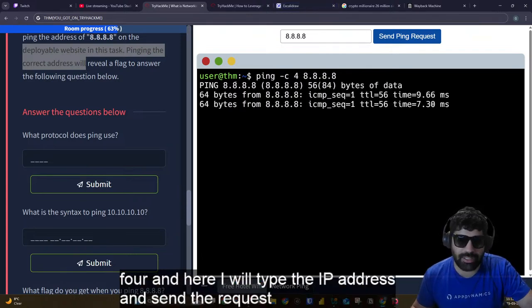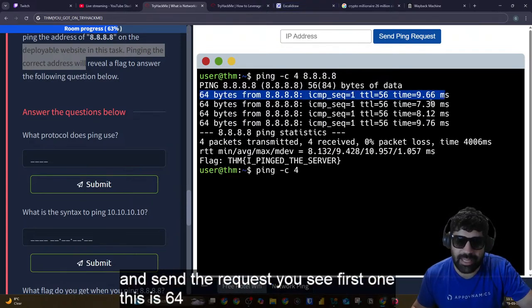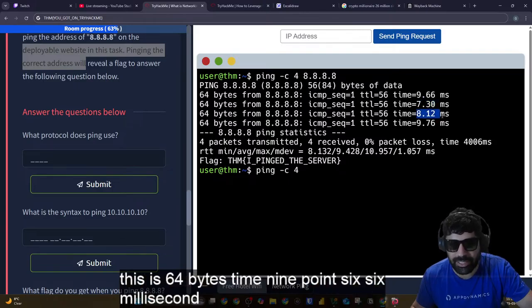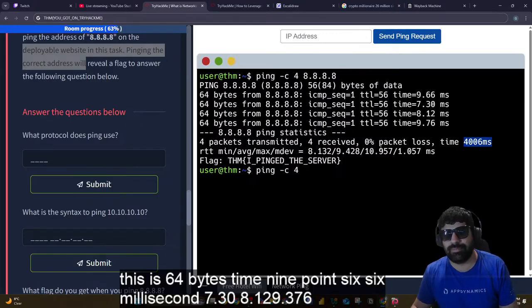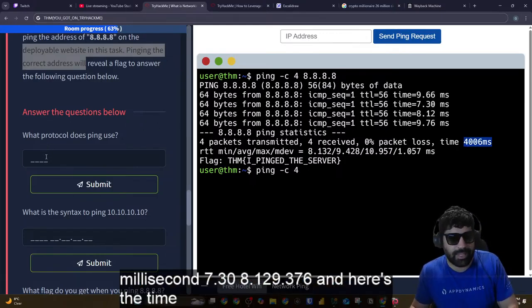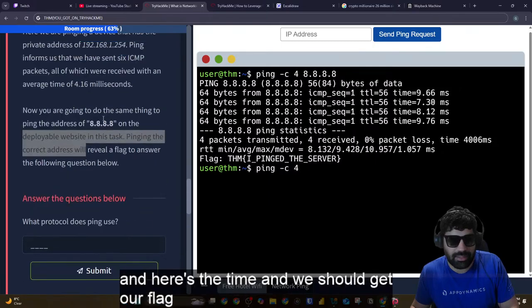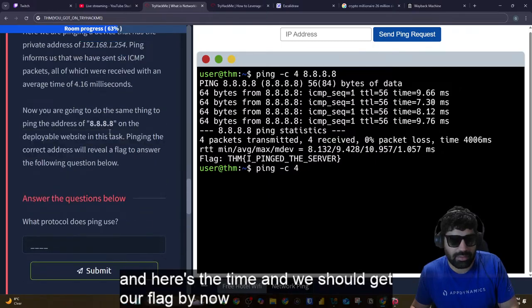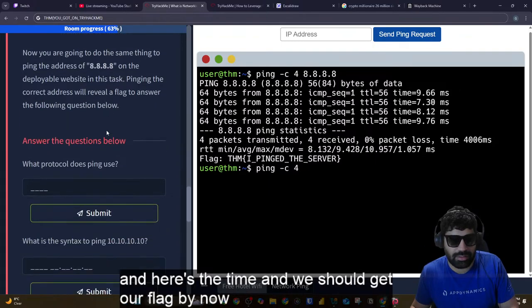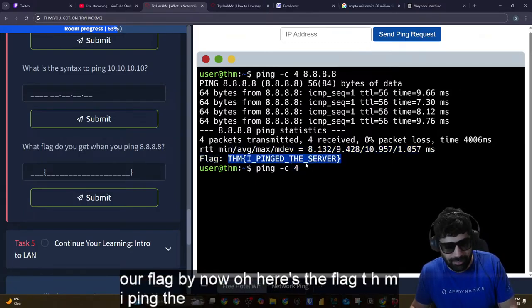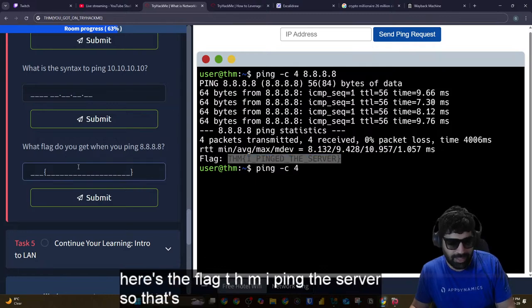You see, the first one is 64 bytes, time 9.66 milliseconds, 7.30, 8.12, 9.76. And here's the time. And we should get our flag by now. Oh, here's the flag. THM, I pinged the server. So that's our flag here.